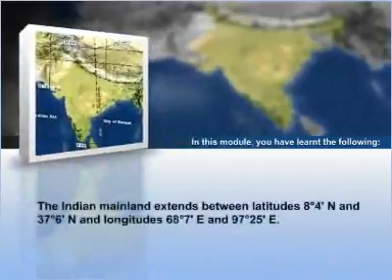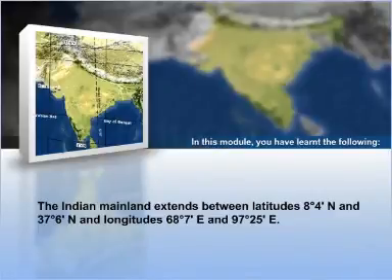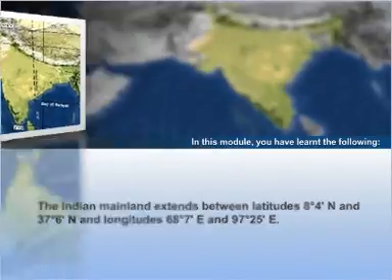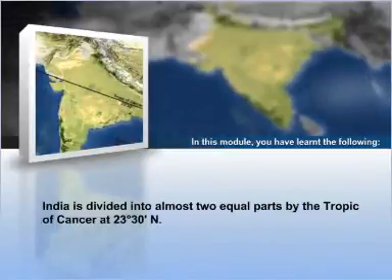In this module, you have learned the following. The Indian mainland extends between latitudes 8 degrees 4 minutes north and 37 degrees 6 minutes north, and longitude 68 degrees 7 minutes east and 97 degrees 25 minutes east. India is divided into almost 2 equal parts with the Tropic of Cancer at 23 degrees 30 minutes north.